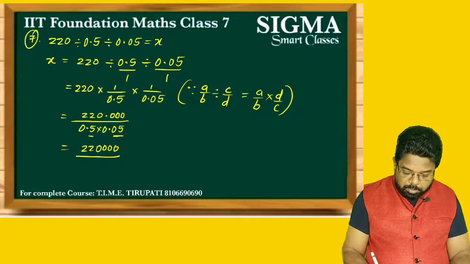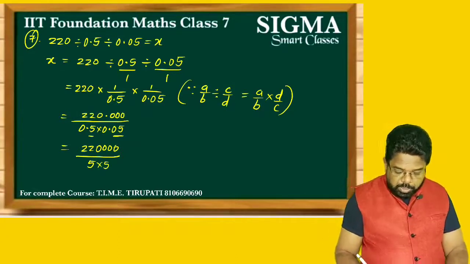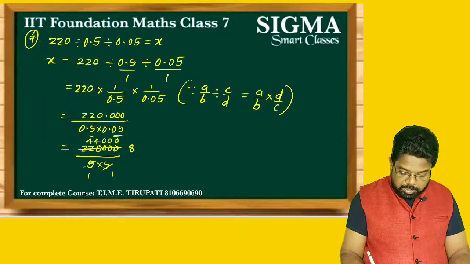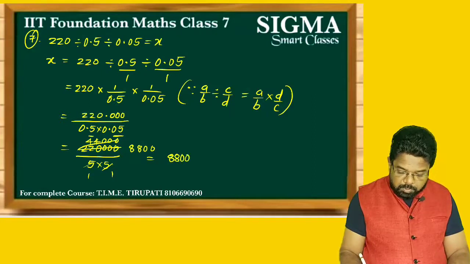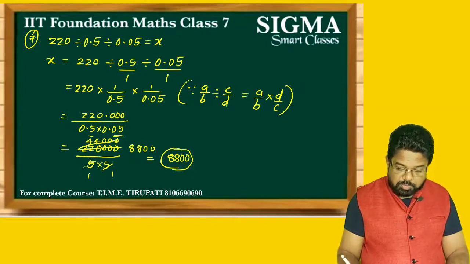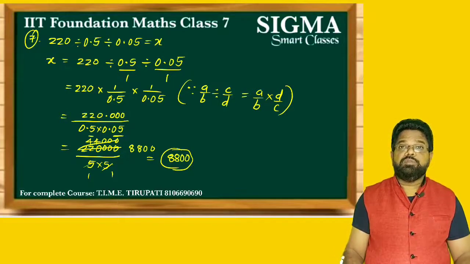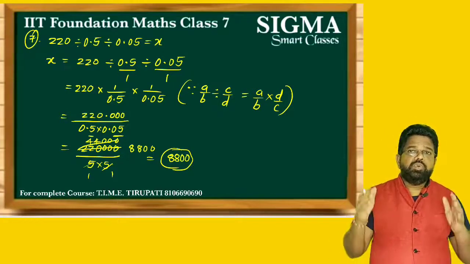220,000 divided by 5 into 5. Okay, now cancel with one 5. 5 fours are 20, again 5 fours are 20, and 3 zeros remain. Again cancel with this 5: 5 ones, 5 eights are 40, again 5 eights are 40, so 2 zeros. So what is our answer? 8,800. So 8,800 is our answer. Finally, how much answer did we get? 8,800. So today we discussed a very sensitive calculation.